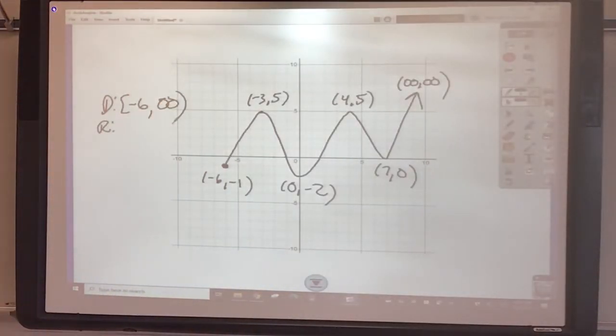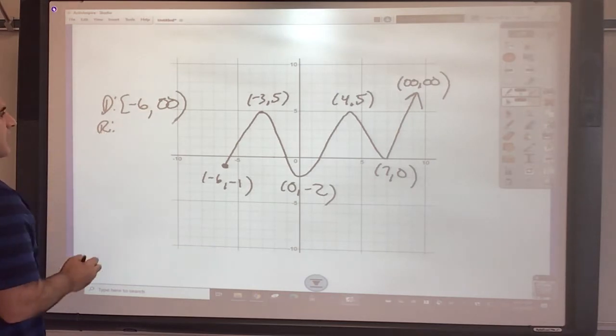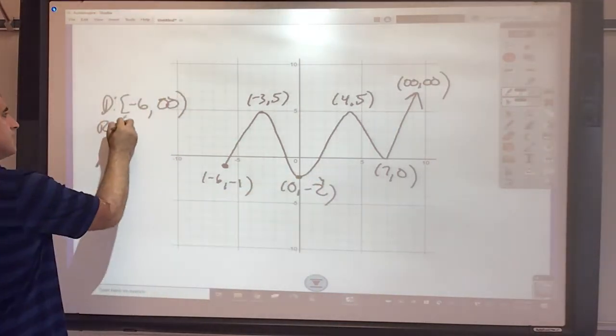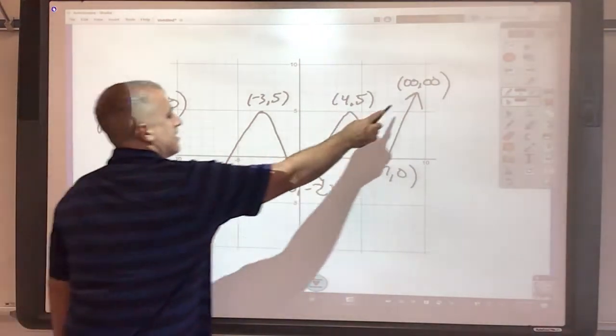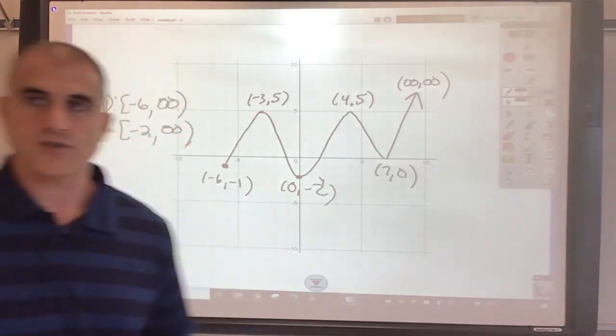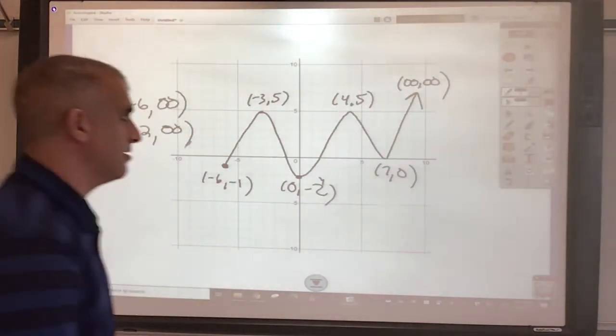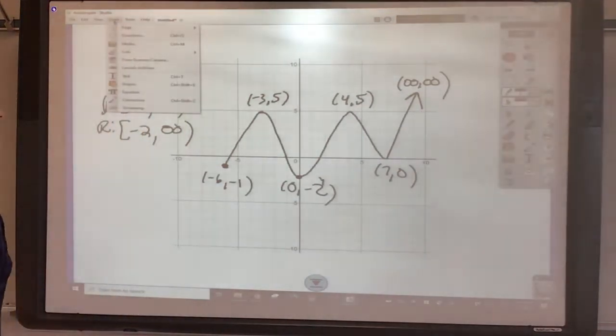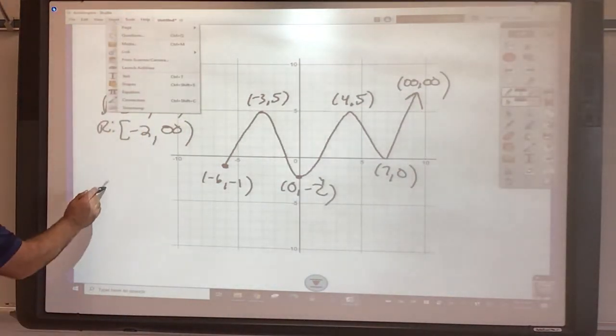Okay? From a range standpoint, the smallest y value is actually -2, and since it's at a point, it would be like that, and the biggest y value would be infinity, okay? So that right there is domain and range. That's a big concept, okay? All right. Let me talk about a couple more concepts.